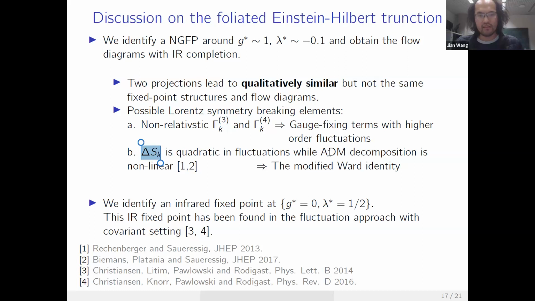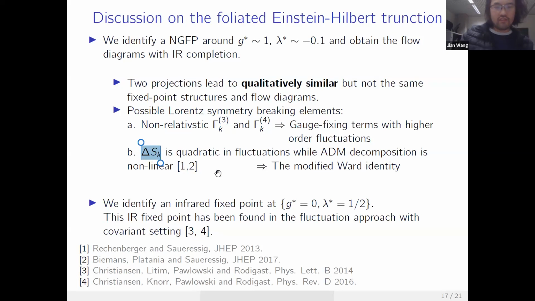That means a regulator term in the current spacetime, which is constructed in the fluctuation after the ADM transformation, may be nonlinear, so that term would also break the Lorentz symmetry. If we want to investigate this effect, we need to consider the modified Ward identity or other symmetry identities. Yeah, we will not consider this either in this talk.